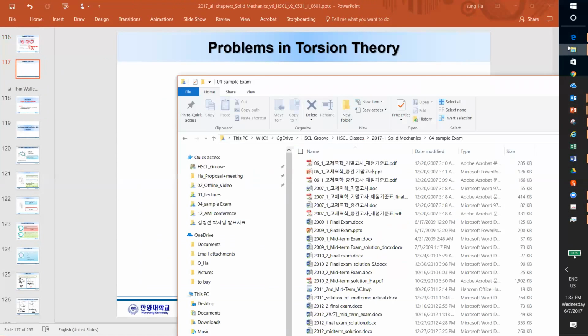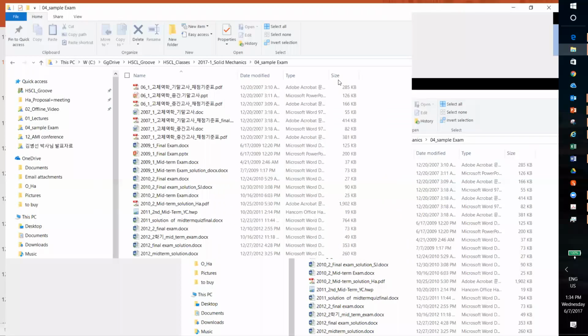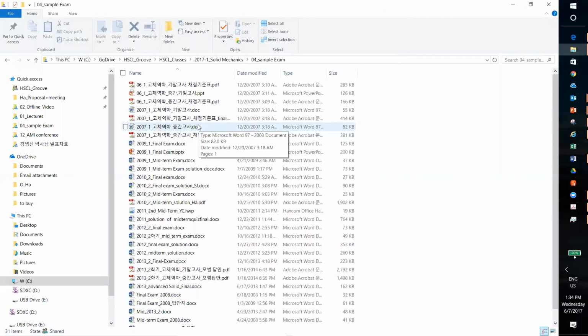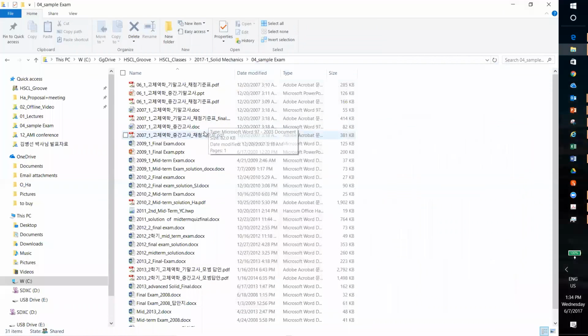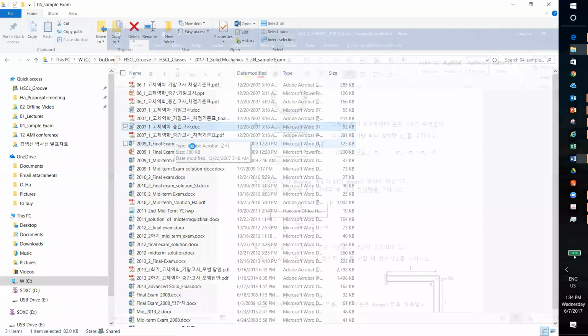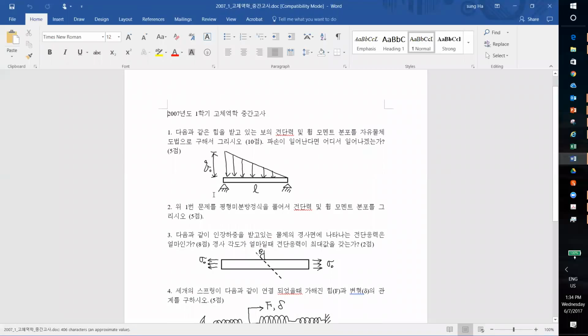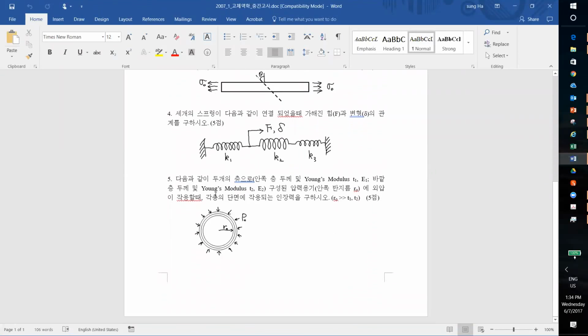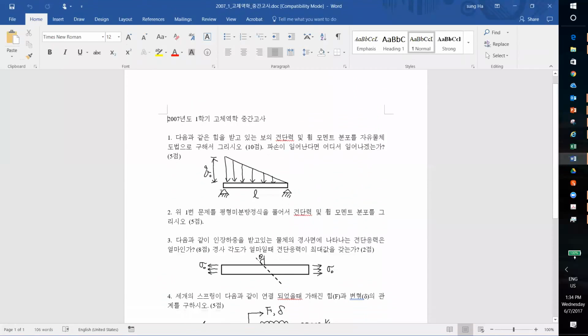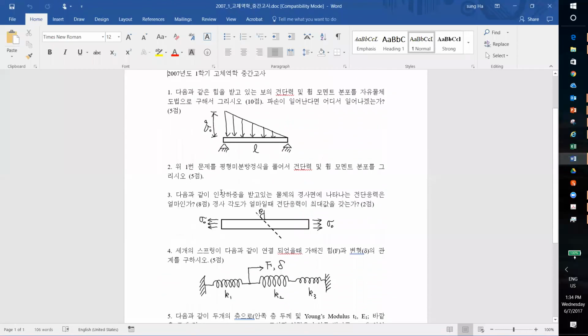Actually, let's try to find a few more torsional problems in previous exams. The one we got was from 2007, a long time ago, but problem-wise it is pretty much new style. Now, how about the bending? I mean, the 2007. Well, not much.